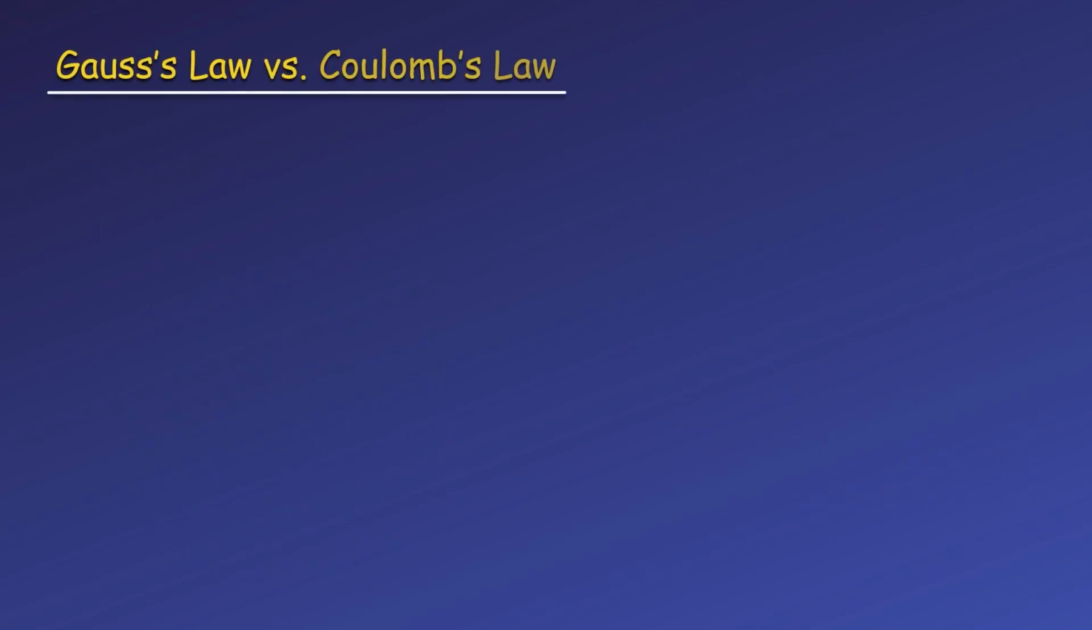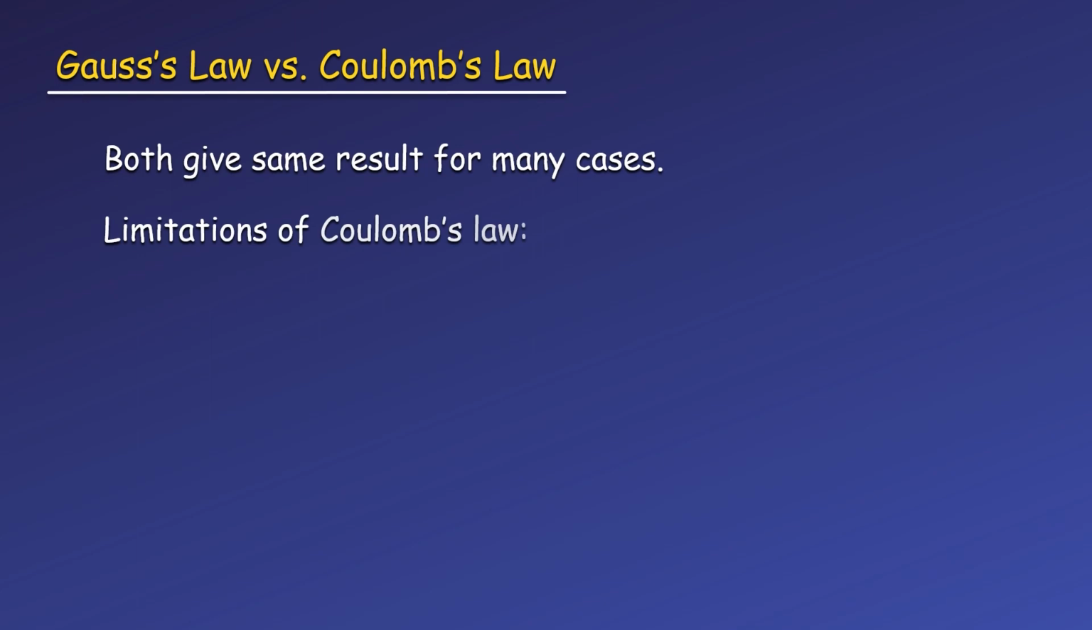I'll quickly make some comparisons between Gauss's law and Coulomb's law. Both give the same results for many cases, such as for the stationary point charge we just looked at. However, Coulomb's law isn't perfect. The limitation of Coulomb's law is that it isn't valid for moving charges, so we primarily use it in electrostatics where charges are still. Coulomb's law isn't entirely incorrect for moving charges. It can still be a good approximation as long as the charges are moving much slower than the speed of light.